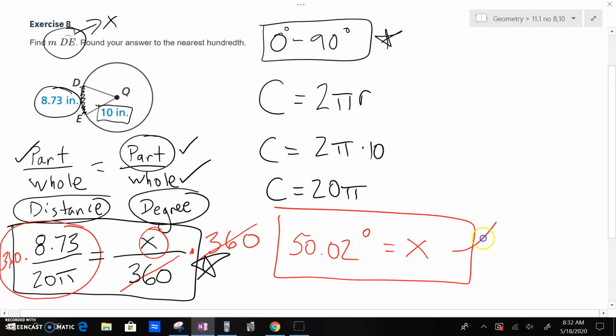And thinking through, is that reasonable? Well, yeah, it fits our rough mold, right? 0 to 90, and that ends up being the answer. So it is the correct answer, but it also fits where we thought things should be. So that's it. That's how you solve this problem.